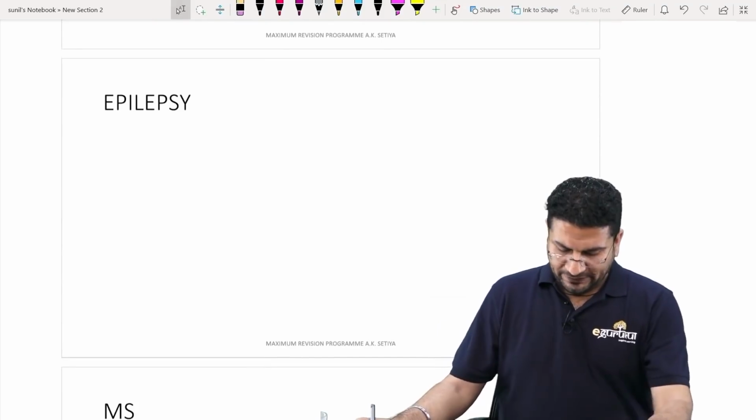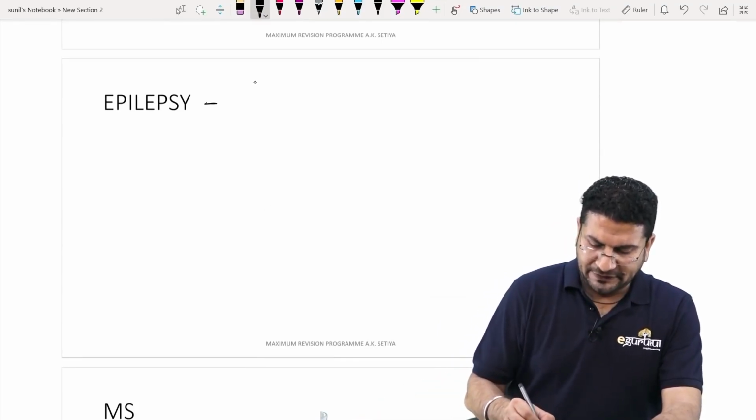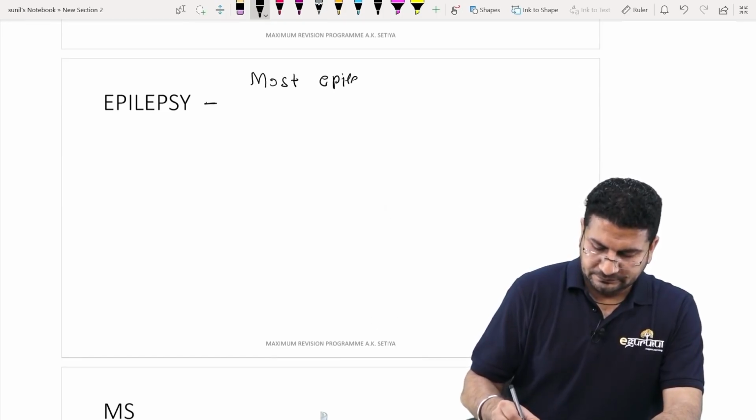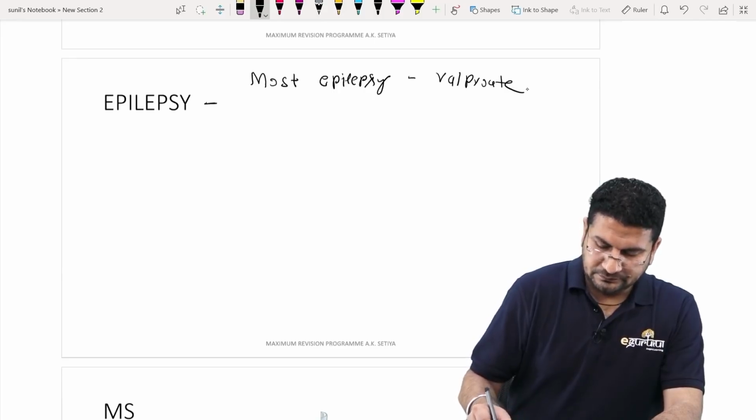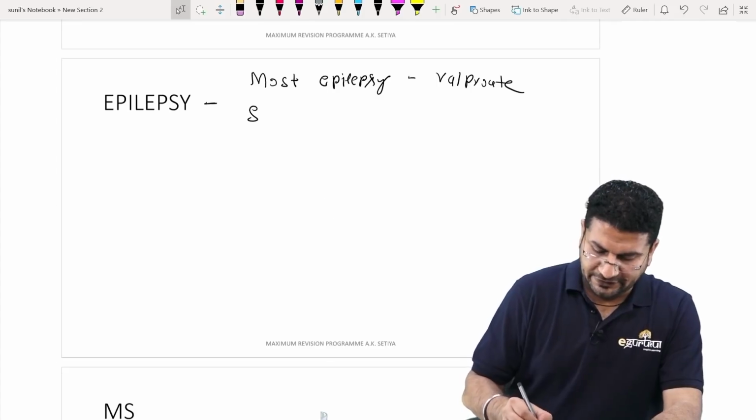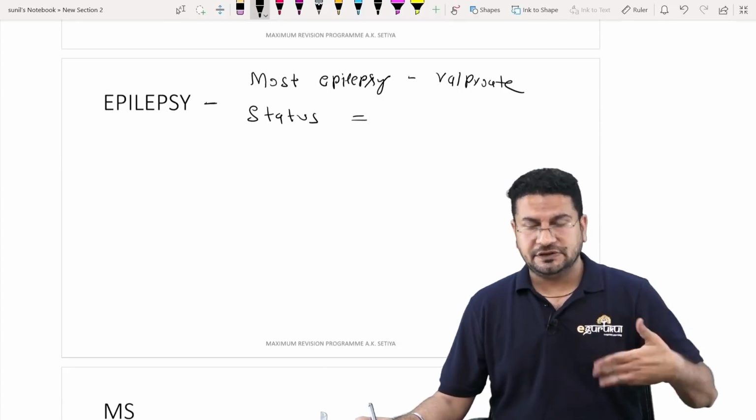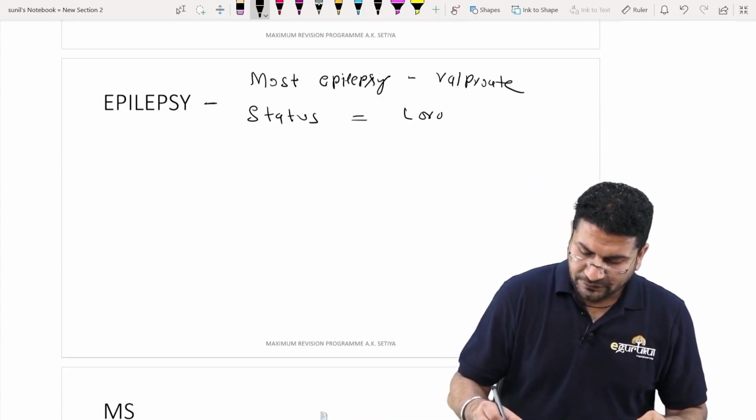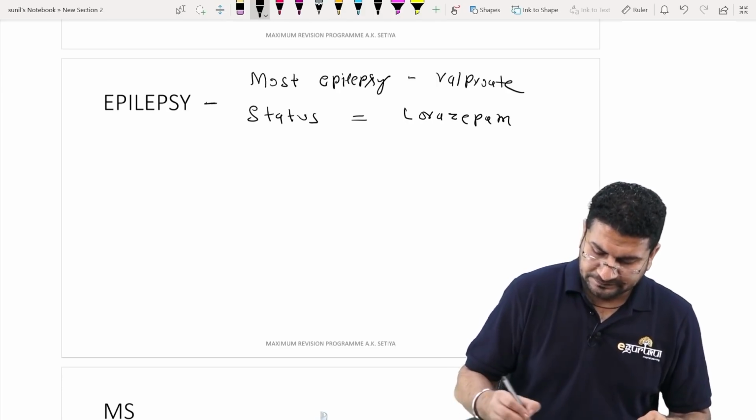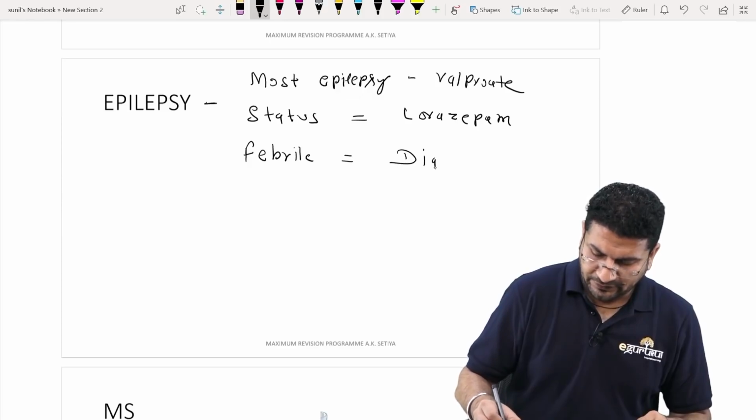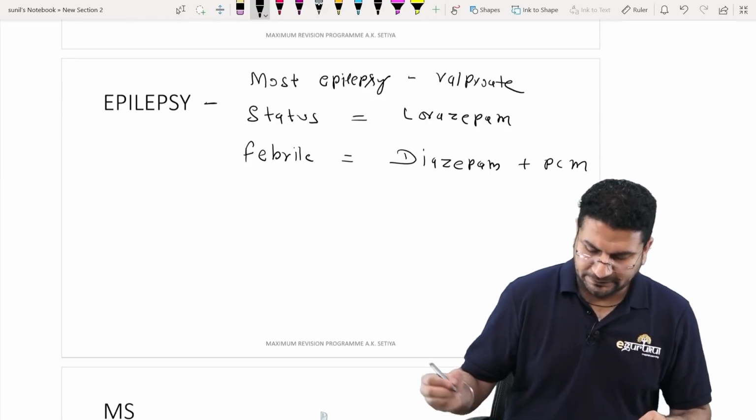Epilepsy. If I say in epilepsy, the question they ask in exam based on management, in most seizures, in most epilepsy, we give valproate. If I say in status epilepticus, when the patient is having repeated seizures, the drug of choice is lorazepam. In case of febrile seizures, we give diazepam plus paracetamol.